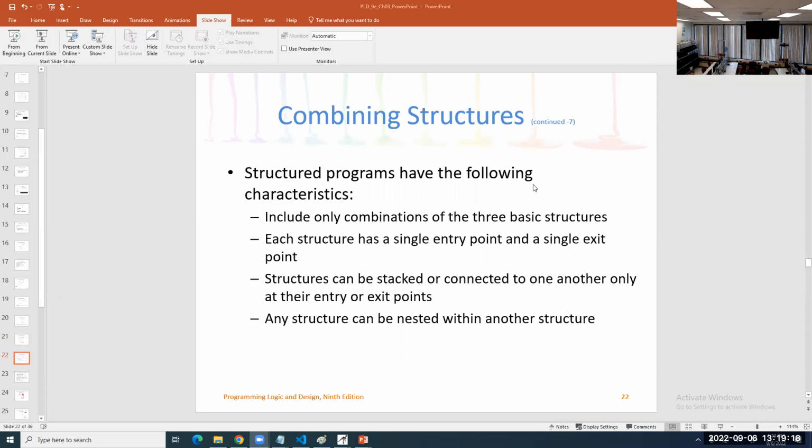Now, for combining structures, the structured program has the following characteristics: include only a combination of the three basic structures. Each structure has a single entry point and a single exit point. Structures can be stacked, that means we put them on top of each other, or they can be nested within each other here. But remember that for each structure, you only have one single entry point and a single exit point.